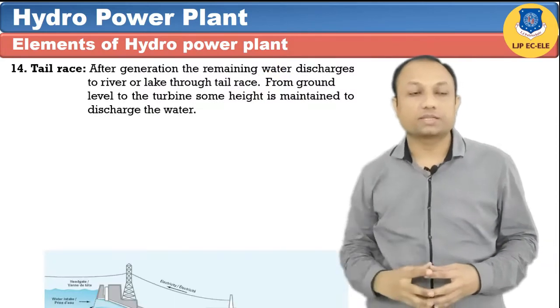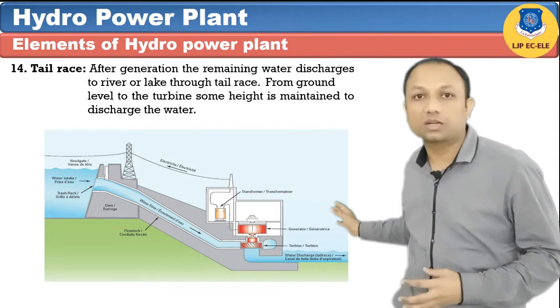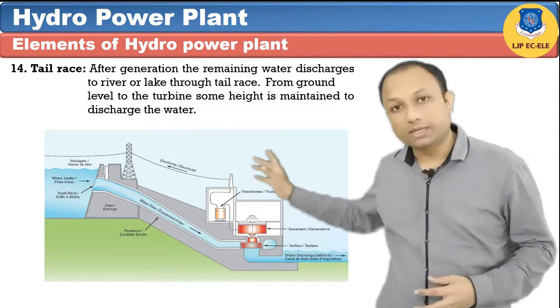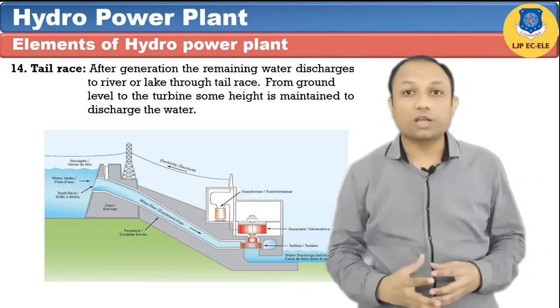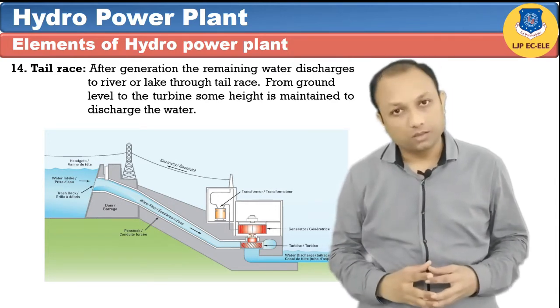14th, tail race. After generation, the remaining water discharged to the river or lake through the tail race. From the ground level to the turbine, some height is maintained to discharge the water.